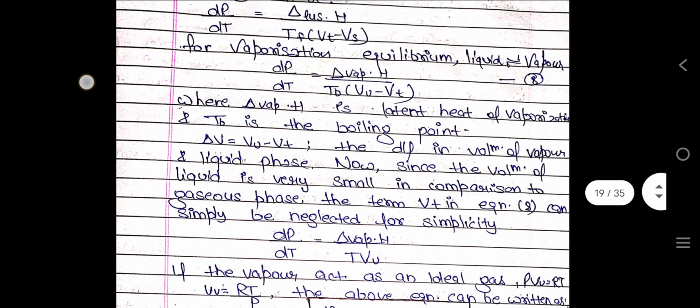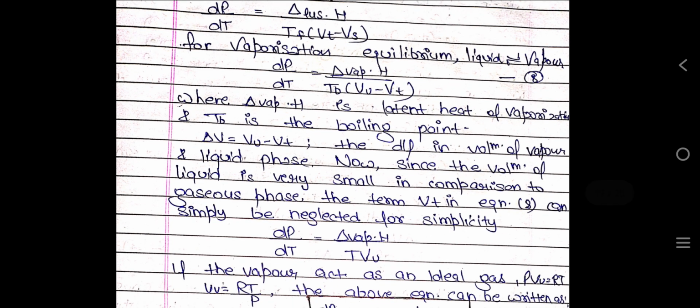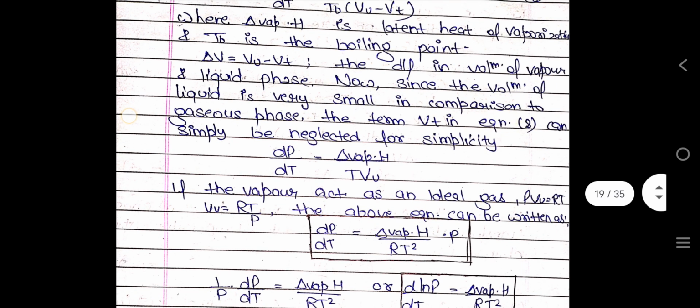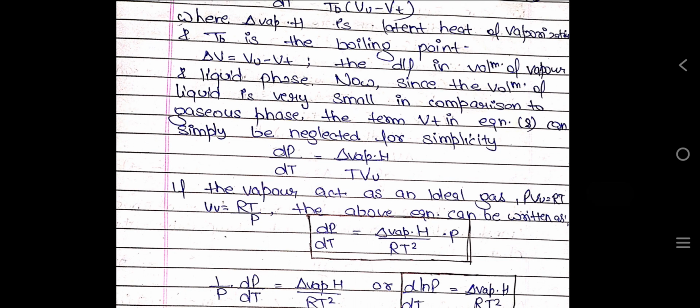Equation 6 will be dP by dT is equal to del fusion H by Tf del V, where del fusion H is the latent heat of fusion and Tf is the melting point. The term del V is equal to V liquid minus V solid, the difference in volumes of melt and solid phase. Equation 7 can be written as dP by dT is equal to del fusion H by Tf into (V liquid minus V solid).